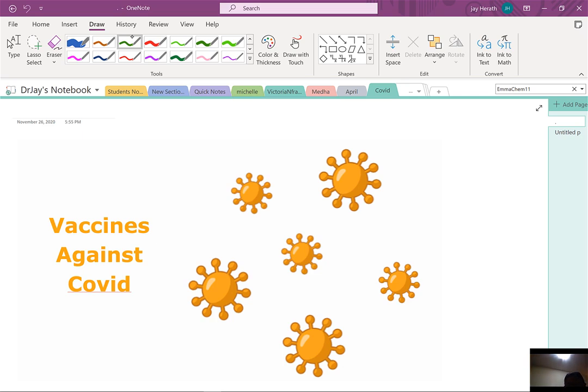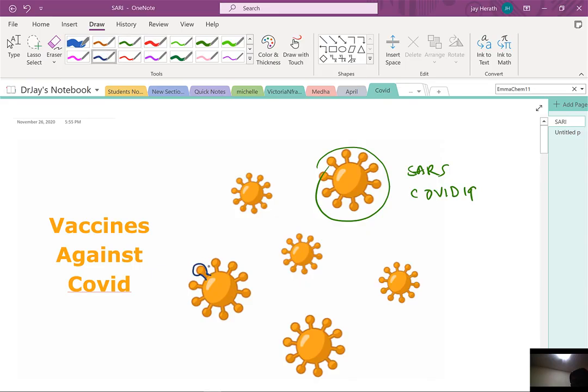Hi, we are going to look at how the vaccines against COVID virus work. The COVID virus is a coronavirus, and examples of coronaviruses are SARS and COVID-19, right? They look like that, we all know that. What's specific about this one is they have these spike proteins. That's the target: spike proteins, or simply proteins.